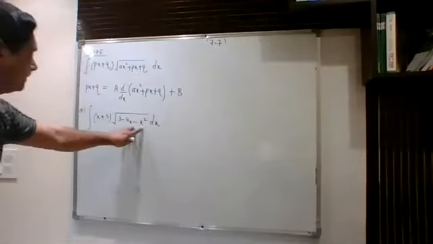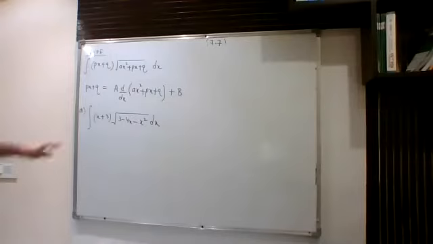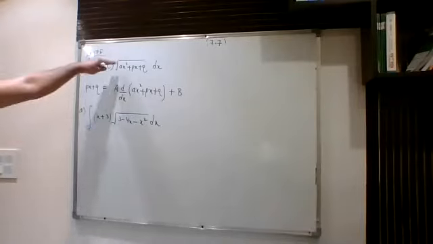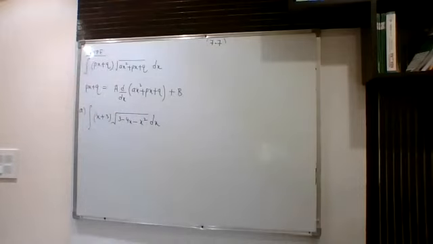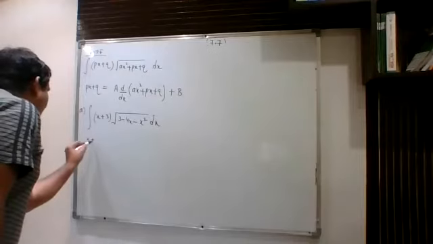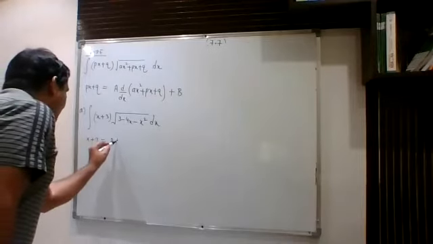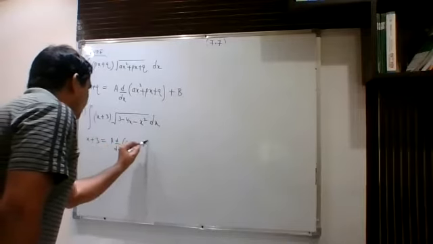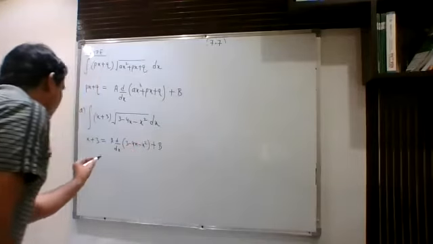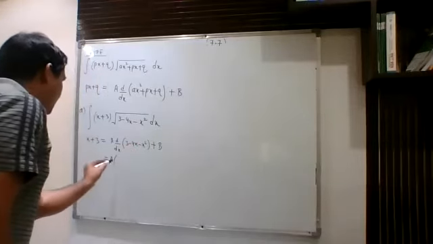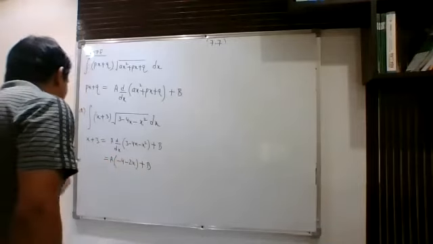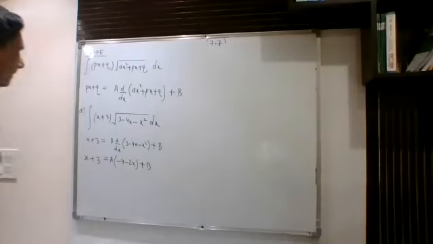Okay, so here you can see that it is linear under the root of quadratic. So it is of this type. So let us apply this substitution. When you apply this substitution, it will be that x plus 3 is equal to A times the derivative of the quadratic plus capital B. Now when you solve it further, this will become A times (minus 4 minus 2x) plus B, and x plus 3 as it is.